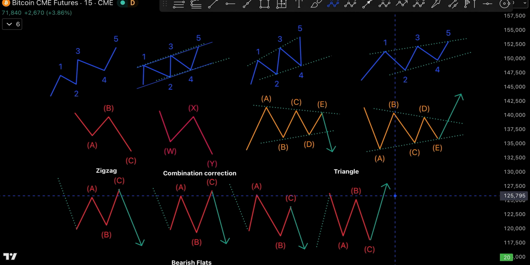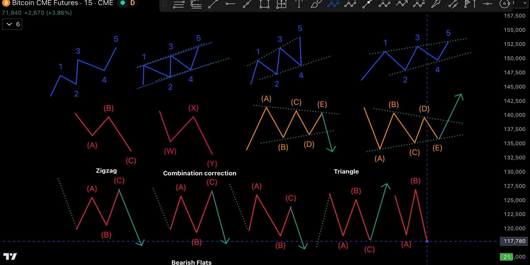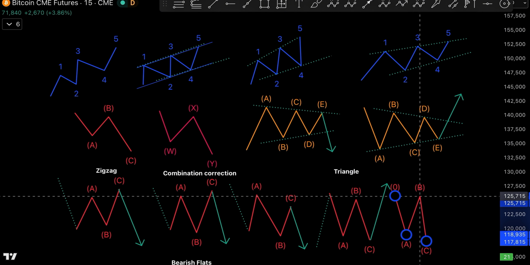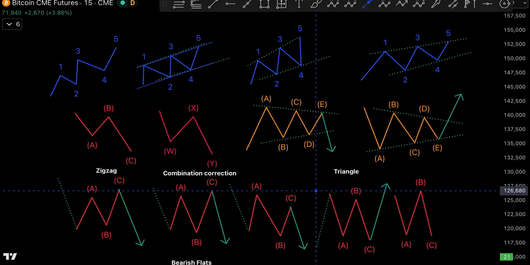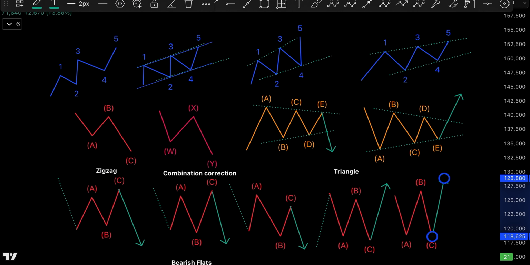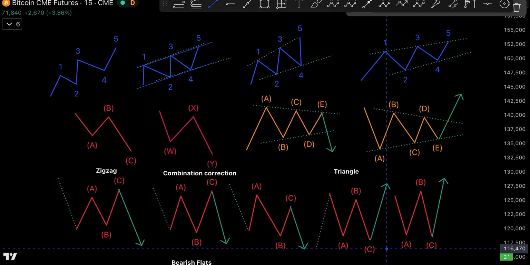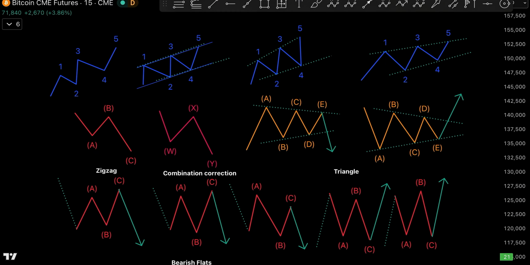And now we draw an extended or expanded flat, that is, sweep the liquidity over here and then come sweep this liquidity again and then move towards the upside. This is an expanded flat. Price direction to this flat is also from the down towards the upside.